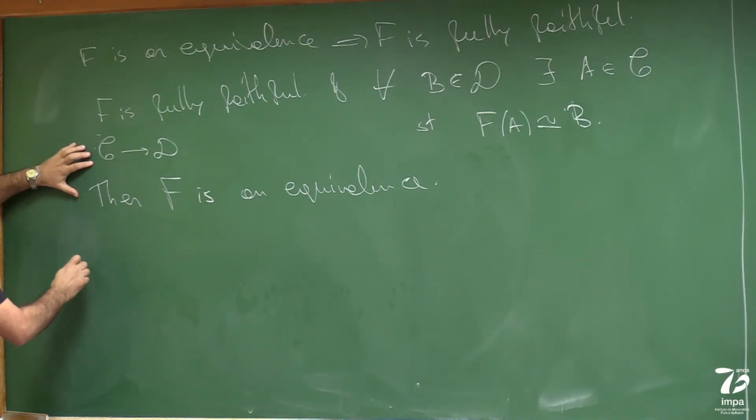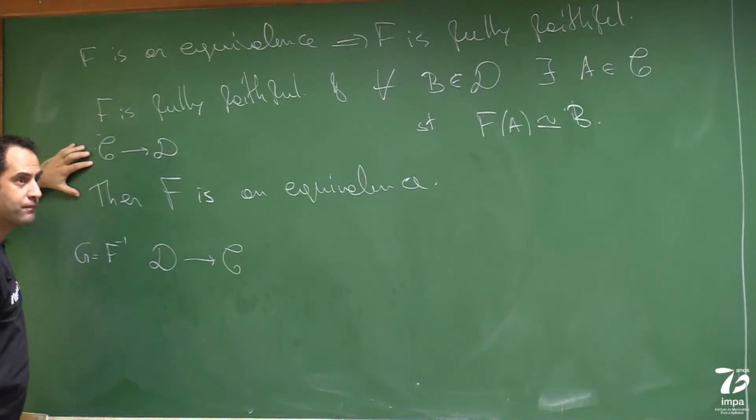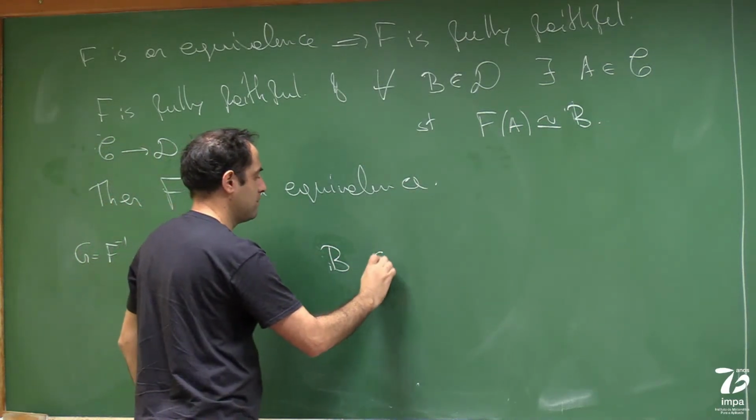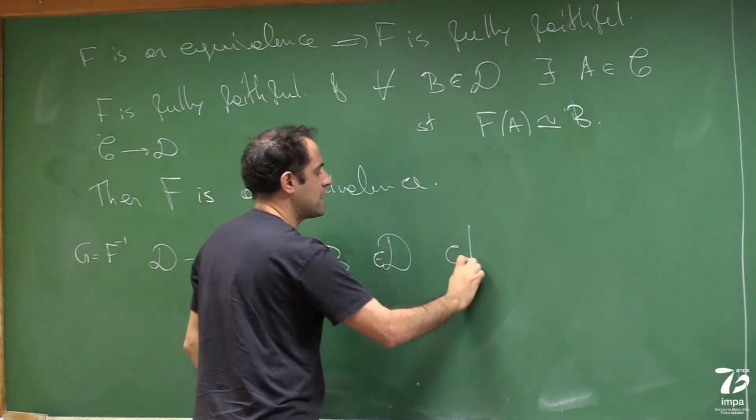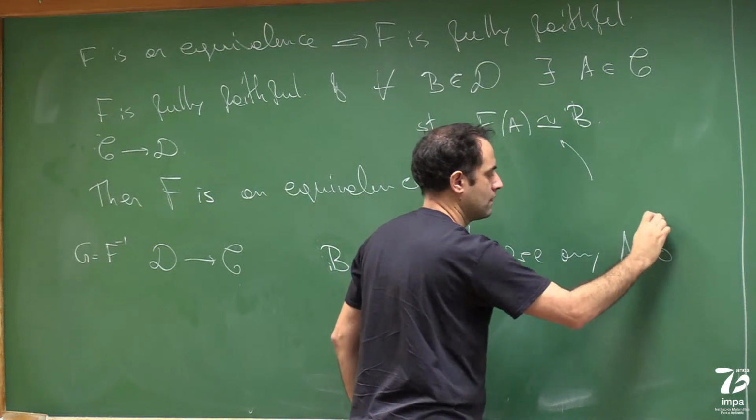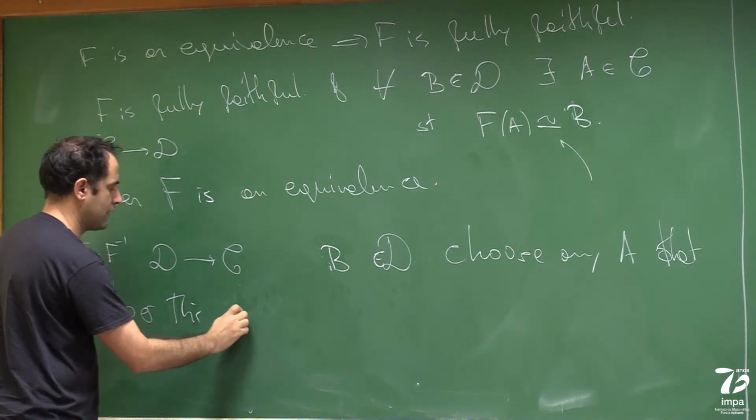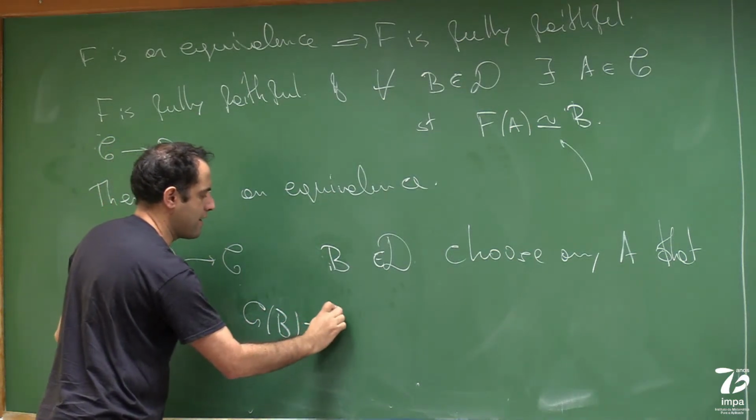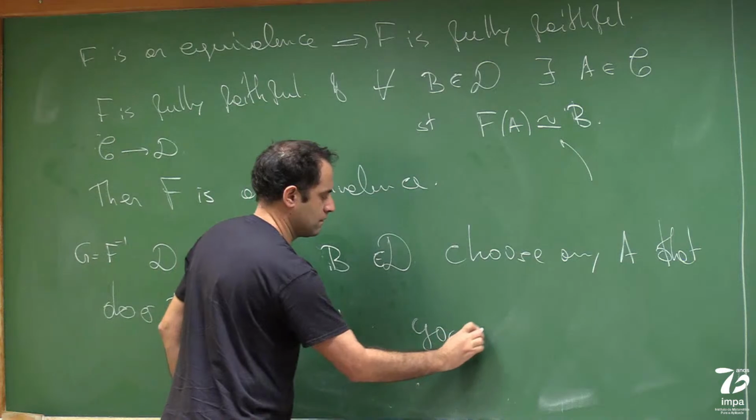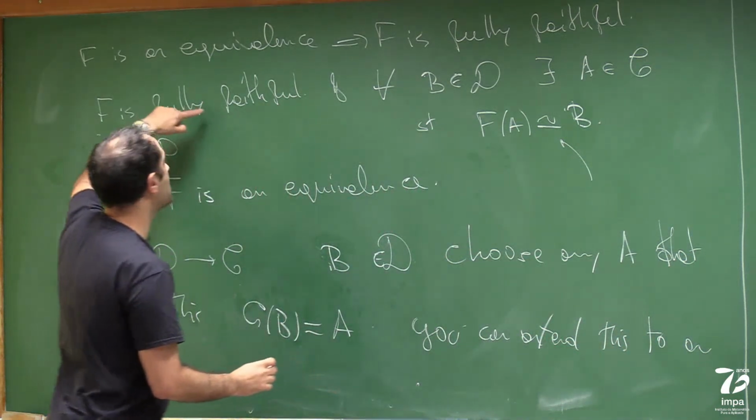So let me tell you what the proof of this theorem is. We need to construct the inverse. We need to construct some G, which is going to be F inverse, that wants to be a functor from D to C. We're going to make a choice, and that choice is that whenever you give me B, an object of D, choose any A that does this, given by this, and declare G of B to be A. And it's easy to check that you can extend this to an actual functor. And you need to use that F is fully faithful.